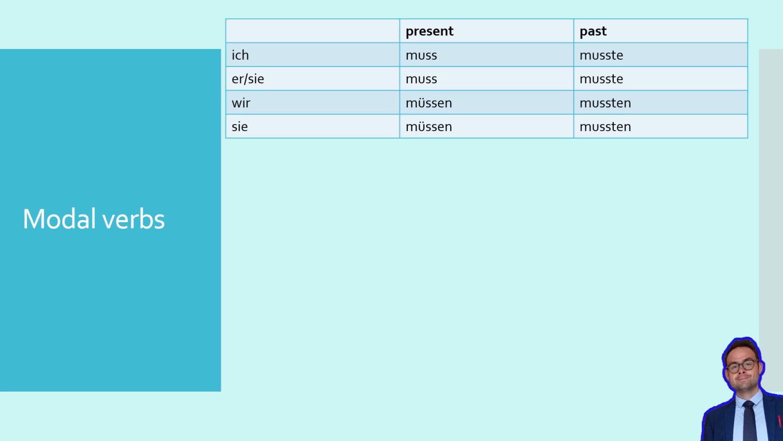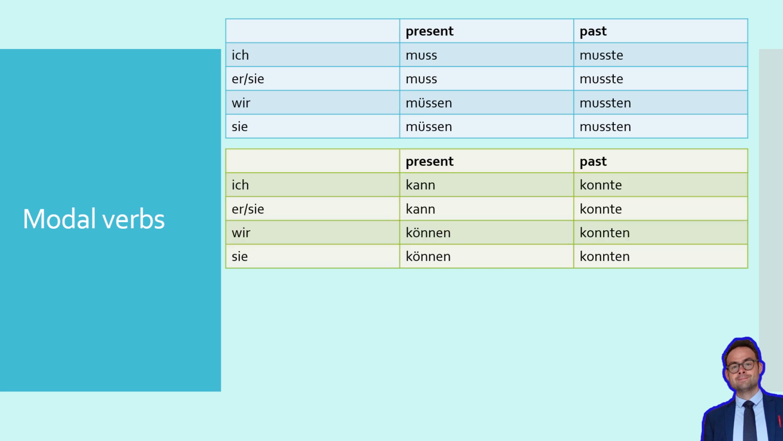And müssen, in the present it has an umlaut, but in the past there is no umlaut and we're adding a T. So you can see with these modal verbs, the I and the he, she form are always the same, present and past. Ich kann, ich konnte. Kann, konnte. Wir können. So again, modal verbs have an umlaut in the plural in the present, but that's all.